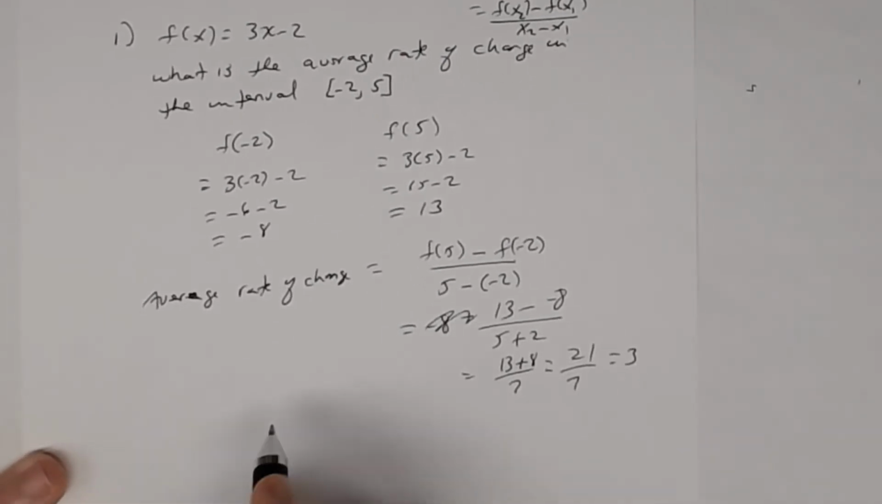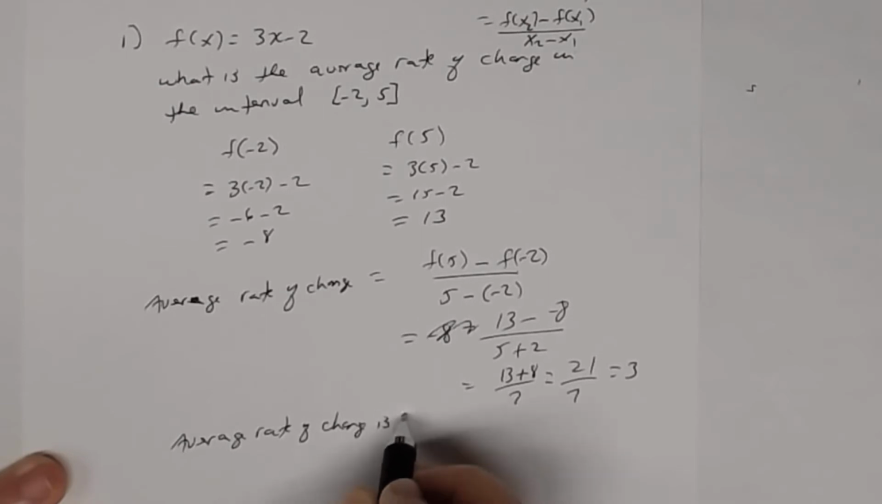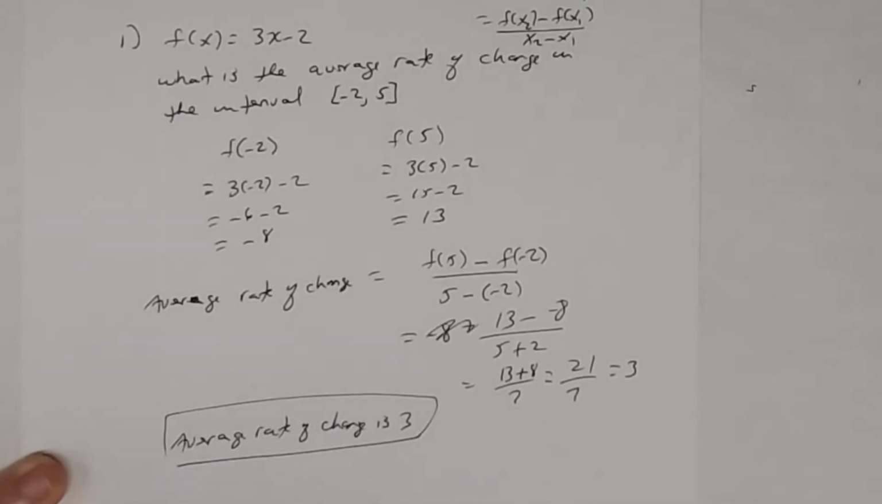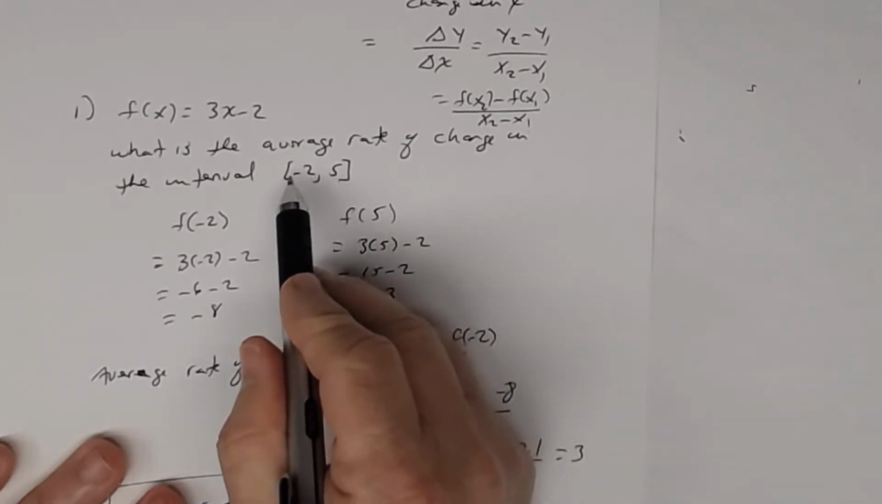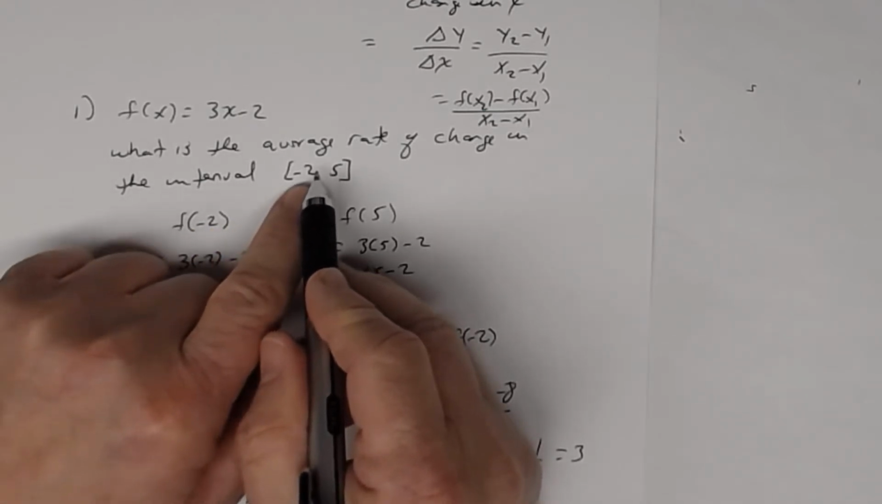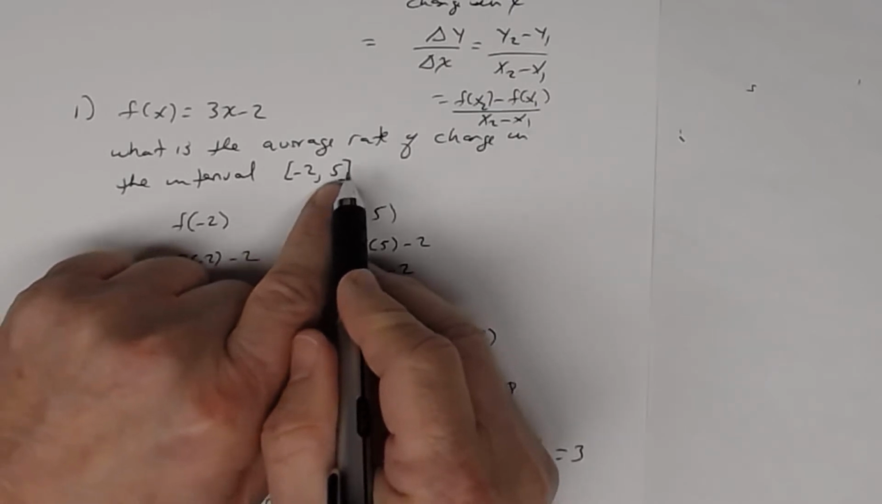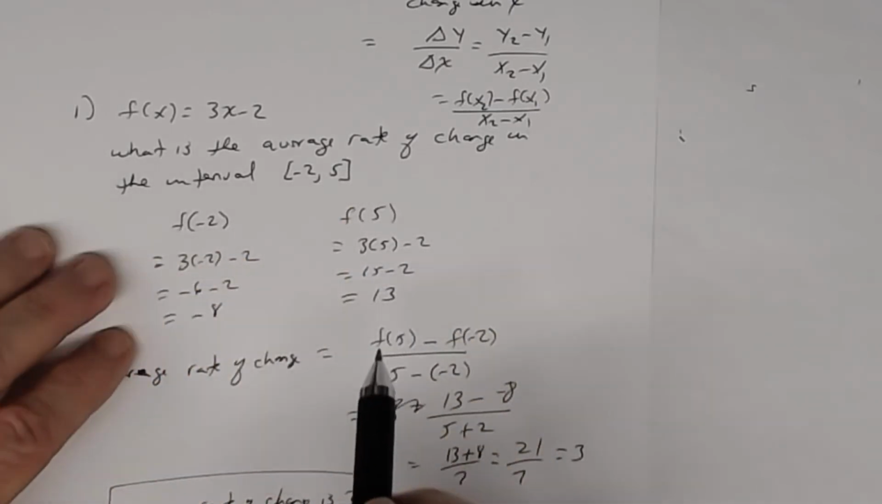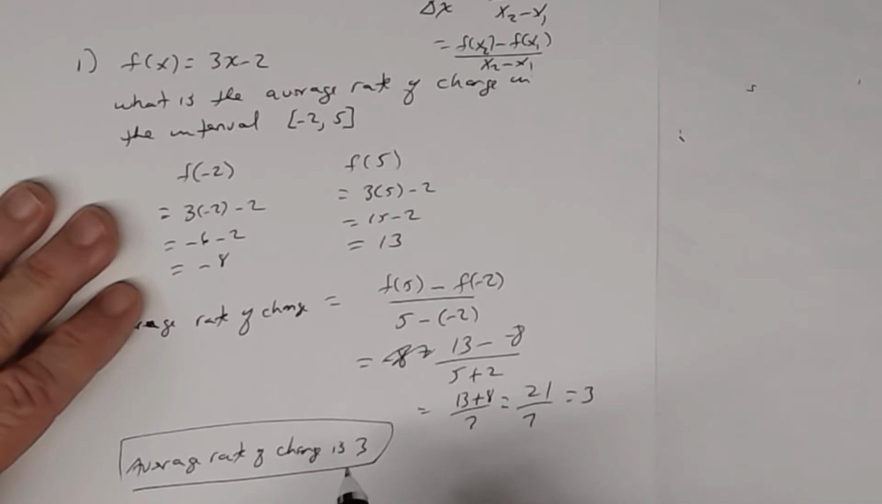So the average rate of change is 3. The average rate of change is 3. All right, so that means that for each unit increase in that interval from negative 2 to negative 1, from 1 to 0, from 0 to 1, from 1 to 2, and so on, this function is increasing by 3. Okay? The y value is increasing by 3.